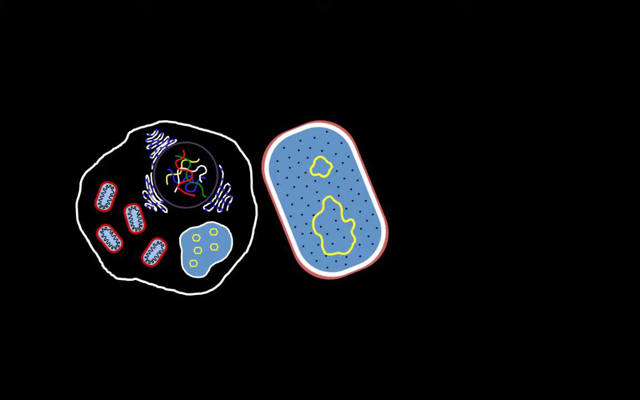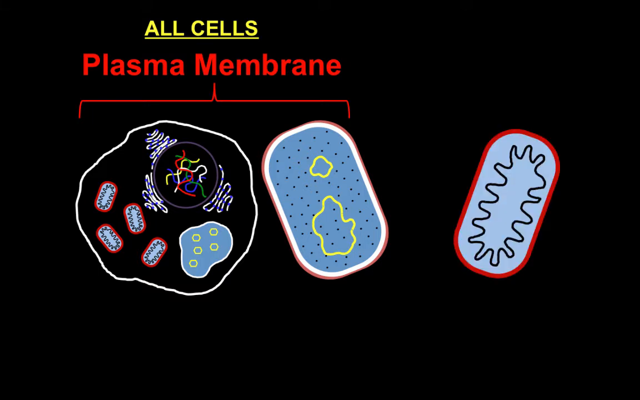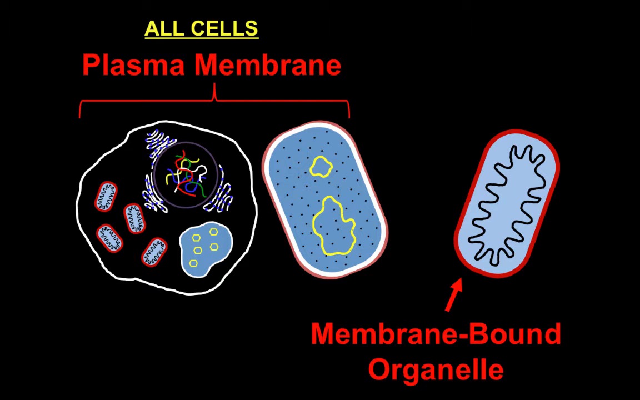Now here we have a eukaryote and a prokaryote, and they both have a plasma membrane because all cells have this. However, here we have an example of a membrane-bound organelle. Only eukaryotes have these.